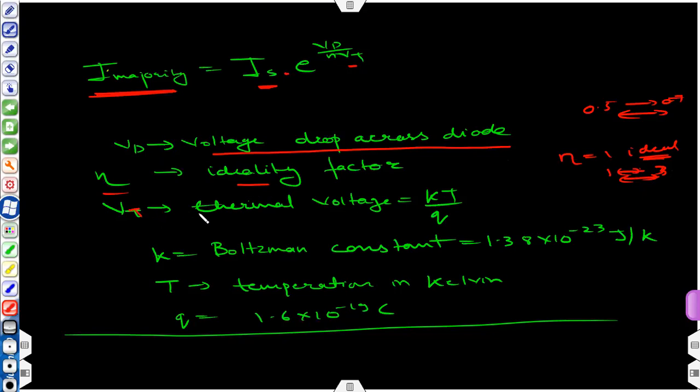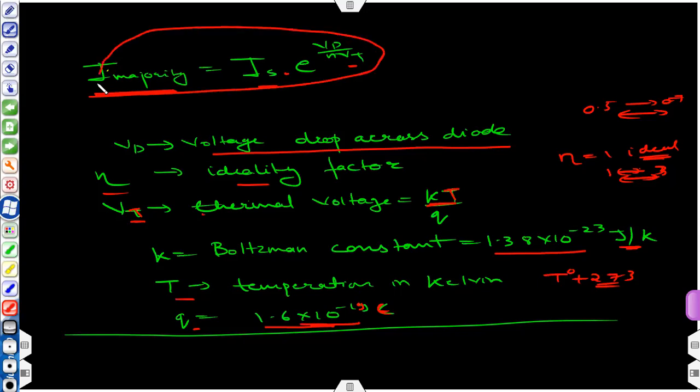Now you have Vt. Vt is the thermal voltage. So we have some surrounding temperature, and that temperature is equivalent to some energy, which can be converted into an equivalent voltage. So this is the formula: kT by q. K is the Boltzmann constant, the value is 1.38 into 10 to the power minus 23 joules per Kelvin. T is the temperature in Kelvin, so whatever the temperature is in degrees Celsius, you have to add 273. And q is 1.6 into 10 to the power minus 19, the charge on one electron. Okay, so this is the mathematical formula for I majority.